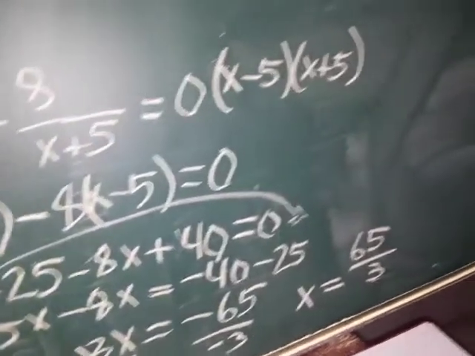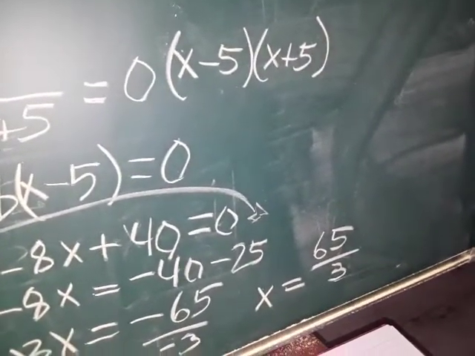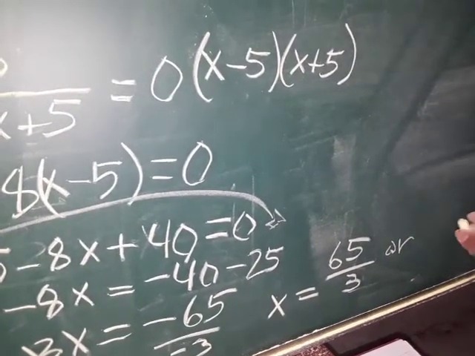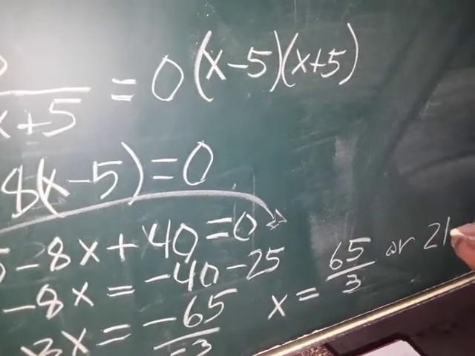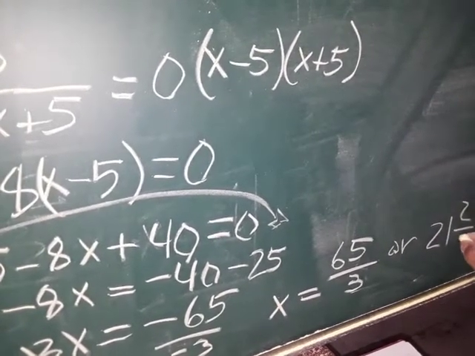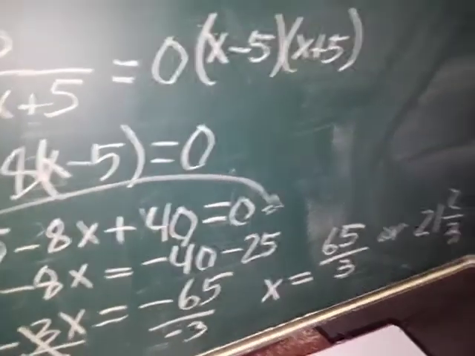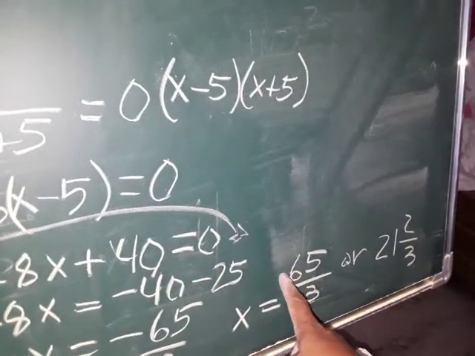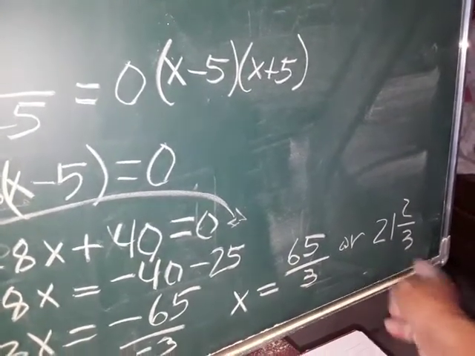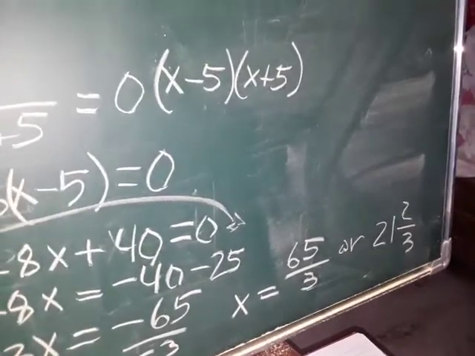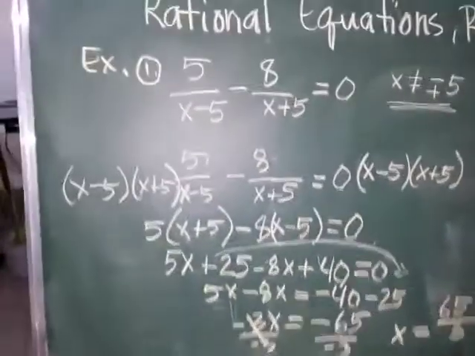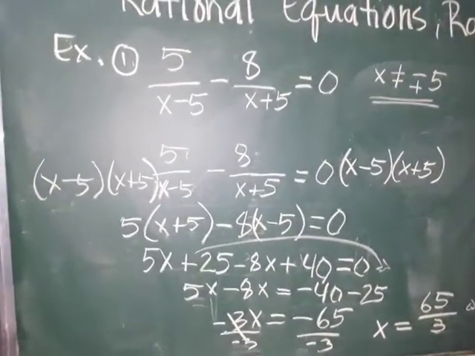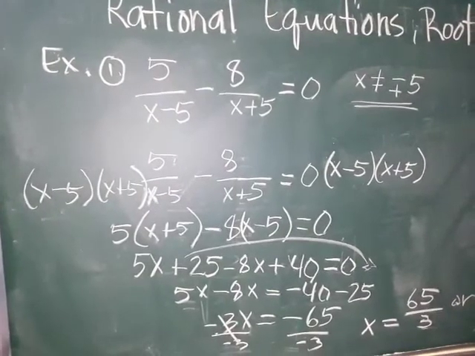Kung fraction siya ganyan, or improper fraction, pag mixed number, 21 2/3. Okay? So, hindi ko na ipapakita paano kinuha ang 21 2/3. I-divide lang natin ang 65 divided by 3. Ito na ang magiging sagot. Alam kong alam niyo na yan. Okay? So, ganyan lang po siya kasimple kung paano kunin ang value ng x sa rational equation. Okay, bibigyan ko pa kayo ng isa pang halimbawa.